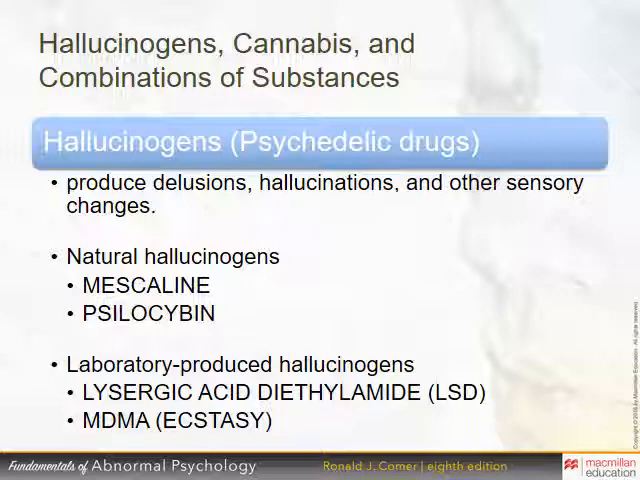We'll look now at hallucinogens, cannabis, and combinations of substances. So hallucinogens or psychedelic drugs produce delusions, hallucinations, and other sensory changes. Natural hallucinogens include mescaline and psilocybin. Laboratory-produced hallucinogens include lysergic acid diethylamide, or LSD, and MDMA, or ecstasy.